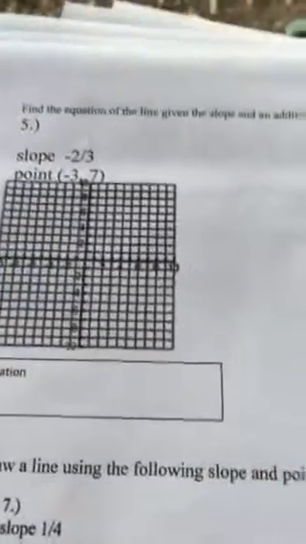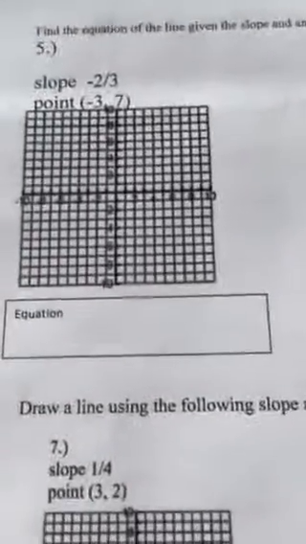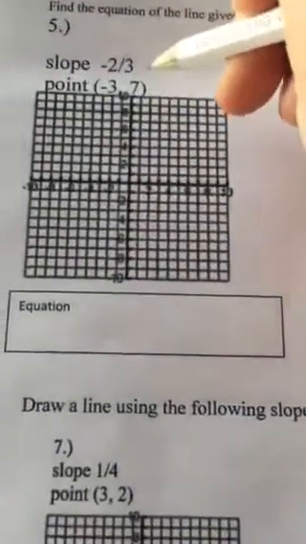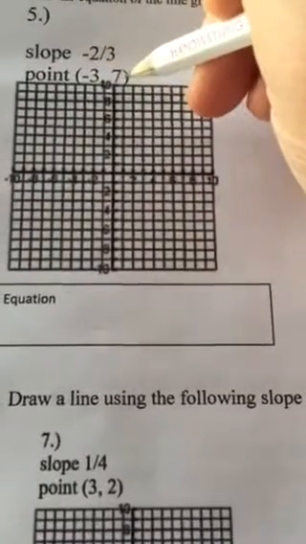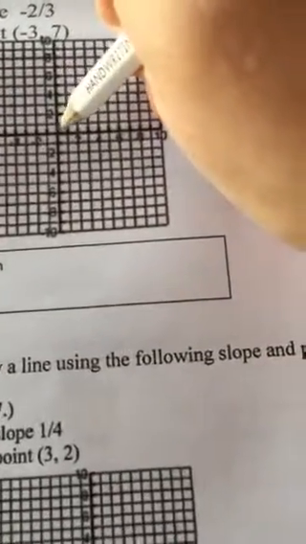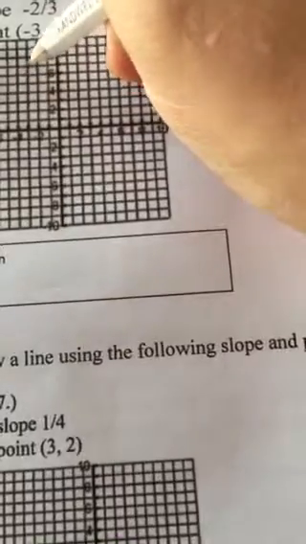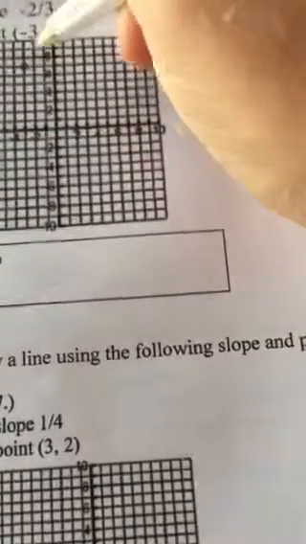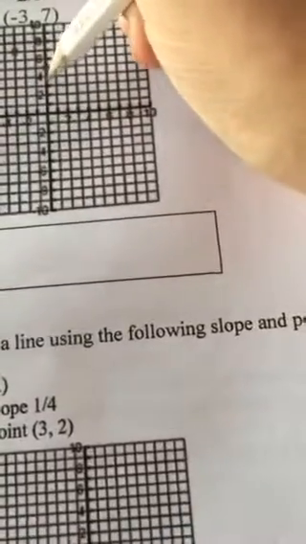Alright, then on the back, it says find the equation of the line given the slope and additional point on the line. So on these, it gives you the slope and the point, but you can't graph slope until you have a point graphed. So I'm going to graph this point, negative 3, 7, which is right there. The slope is negative 2/3, so I'm going to go down 2 and then 3 to the right.